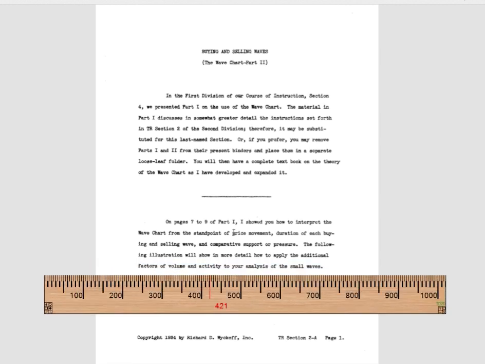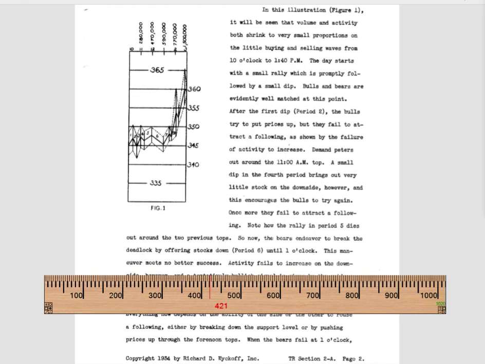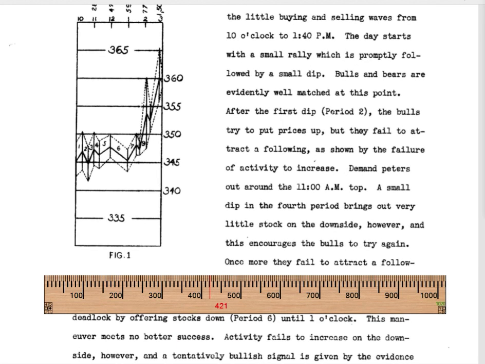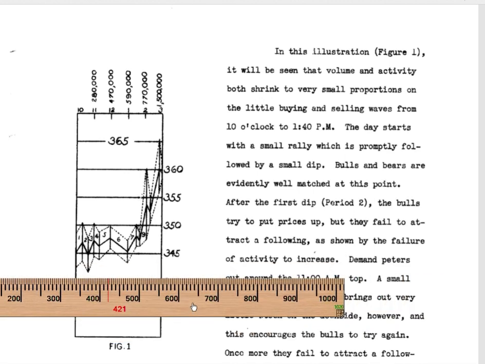Now, in Division 1, when he goes over the wave chart, he focuses on price and time, but now he's going to bring in activity and volume. Alright, so this is like a little wave chart right here. There's the way you interpret this. Let me make this a little bit bigger. There you go. So I'll explain how to interpret this.